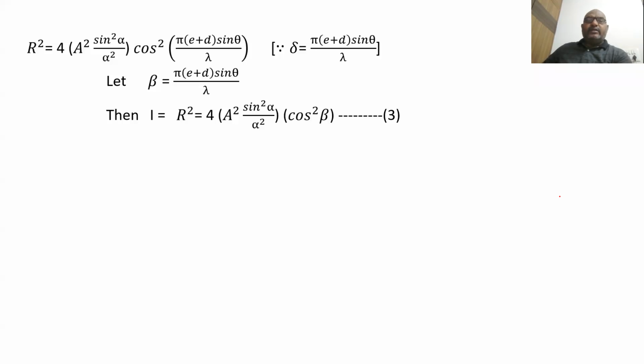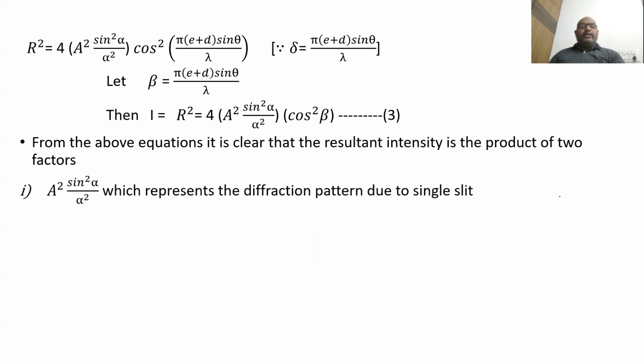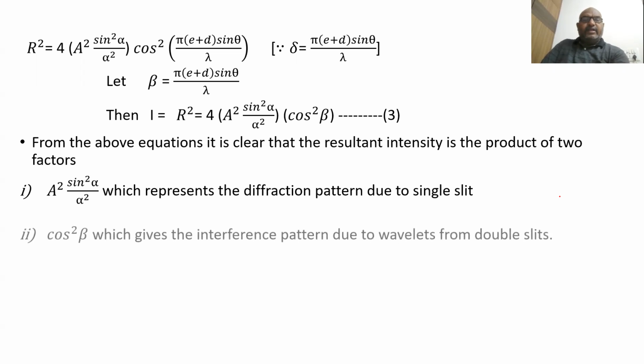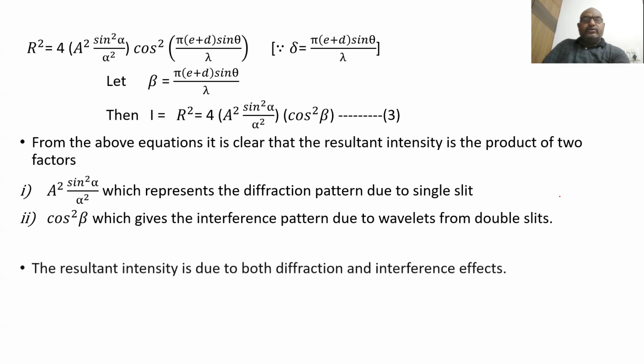So here there are two terms. A square (sine alpha by alpha) square is called the diffraction phenomenon. Cos square beta is called the interference phenomenon. So for the diffracted light of the double slit experiment, in the propagation of the light, both interference and diffraction are possible. From the above equation, it is clear that the resultant intensity is the product of two factors. One, A square sine square alpha by alpha square, represents diffraction due to a single slit. The other, cos square beta, gives the interference pattern due to the wavelets from the double slits. So the resultant intensity is due to both the diffraction and interference effects.